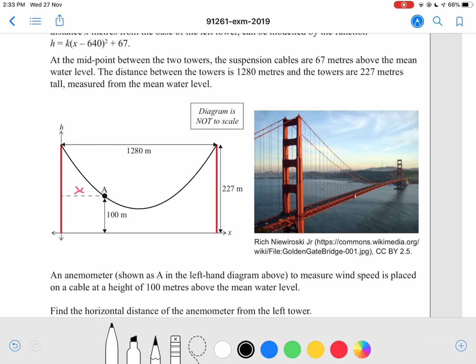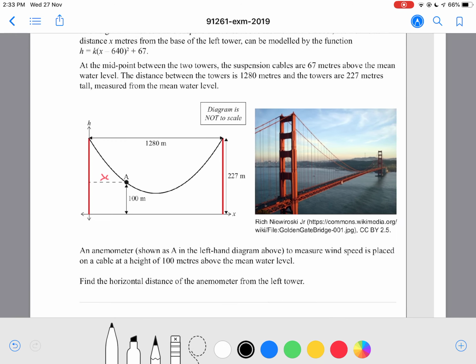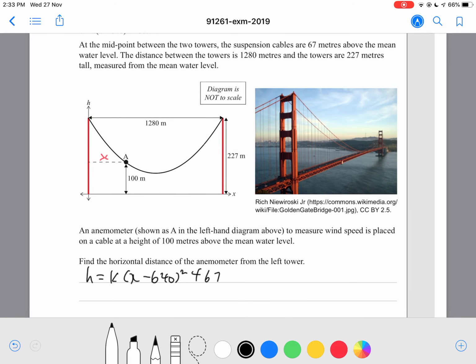Alright, so you should notice the first thing, we have our equation for our parabola, which is h equals k multiplied by (x minus 640) squared plus 67. So you should immediately see this equation is in vertex form. In order to find k, we need to substitute any 1 point to find our k value. So for example, we can use a basic point. We can say this point here is (0, 227). At x equals 0, y was equal to 227.